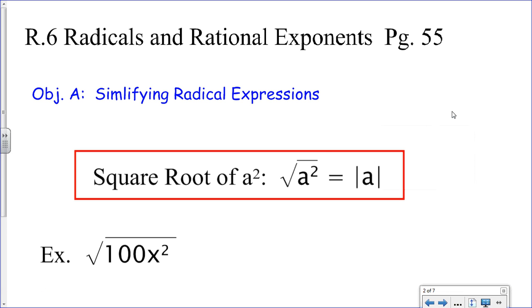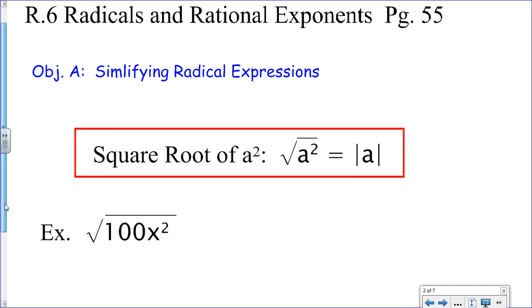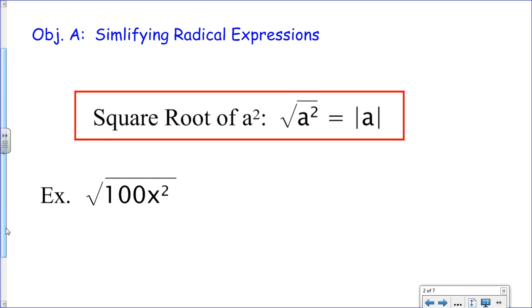Okay, so our sixth has to do with radicals. We'll start off pretty basic here with just some square roots, and then we're going to talk about cube roots and nth roots. All right, so the square root of a squared is the absolute value of a.